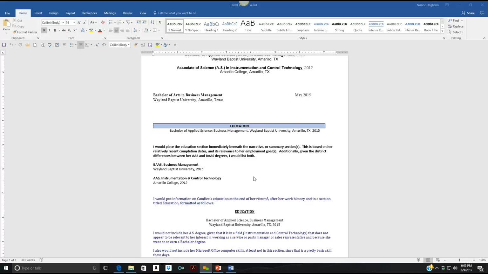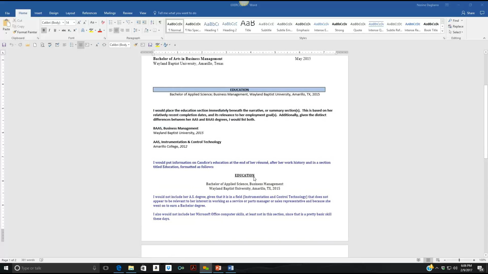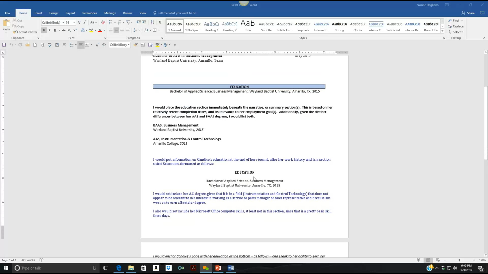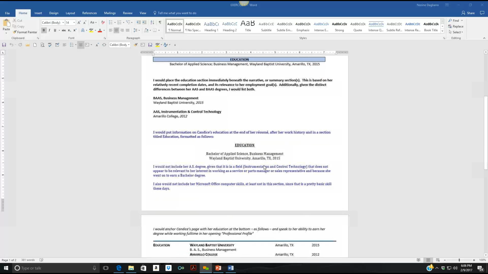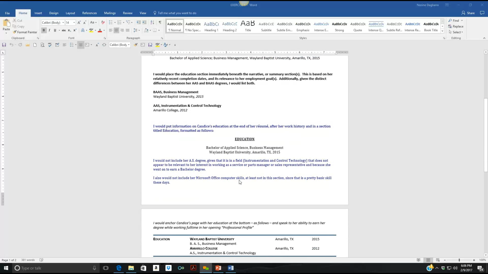And again, whether or not you include the AS and where you put it, these are all options. But I wanted you to consider that there's several different ways of looking at it. And always keeping in mind that what you're trying to do is give the client the best competitive advantage. So this next one, again, indicated I'd put Candace's information at the end of the resume. And this writer went on to say they would not include the AS because it does not appear to be relevant to her interest in working as a service or parts manager or sales representative.